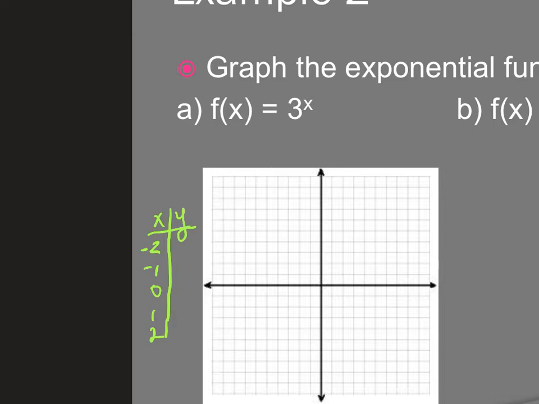If I plug in a -2 here, what is 3 to the -2 power? Anybody? 9i. No, it's not imaginary. It's not negative. Think about it. If I have 3 to the -2, that's the same as saying 1 over 3 squared, right? Well, if I write it as a fraction, it's going to be 1/9. If I have 3 to the -1, it's 1/3. If I have 3 to the 0 power, what's 3 to the 0 power?